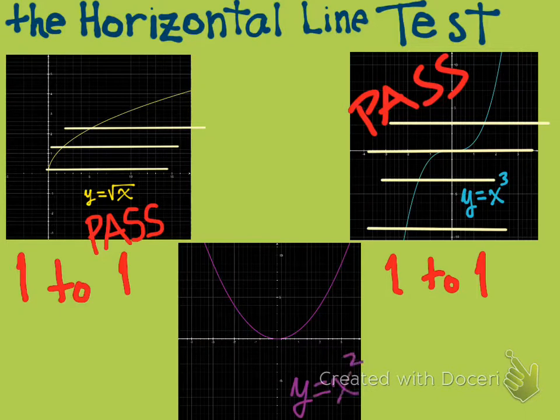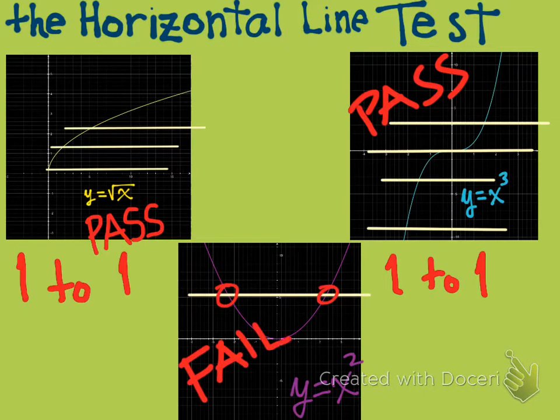Here's another one, y equals x squared. That's a parabola. Now think about a horizontal line crossing a parabola. That's right, it's going to fail. A parabola is a function, but it's not one-to-one. I hope that illustrates the idea of the one-to-one function and its relationship to inverses.